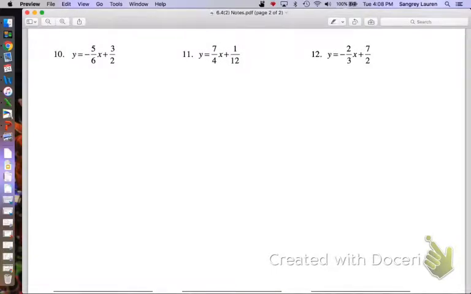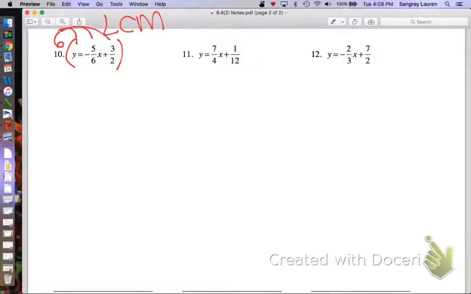So number 10, the denominators are a 6 and a 2. So we need to find the least common multiple. We need a number that 6 and 2 both go into nicely. Well, 6 times 1 is 6, and 2 times 3 is 6. So 6 is the smallest number that 6 and 2 both go into nicely. So 6 is our magic number.